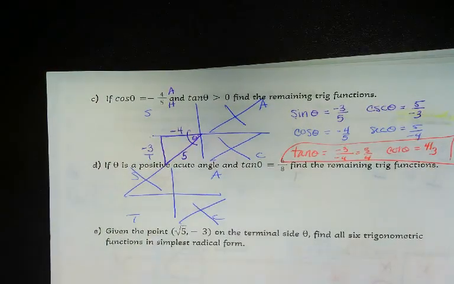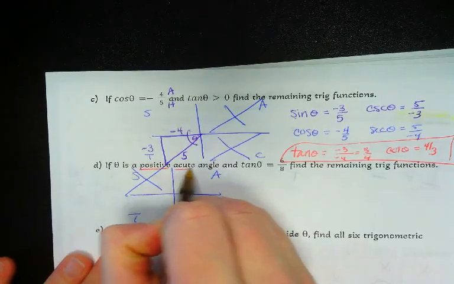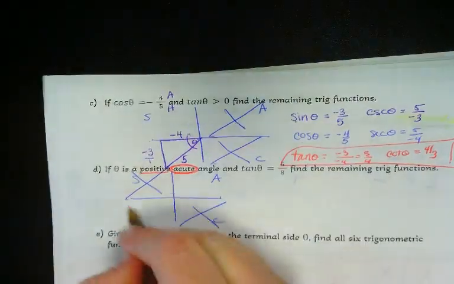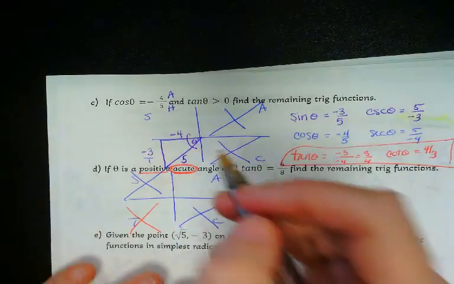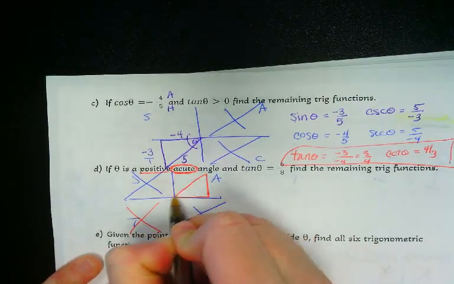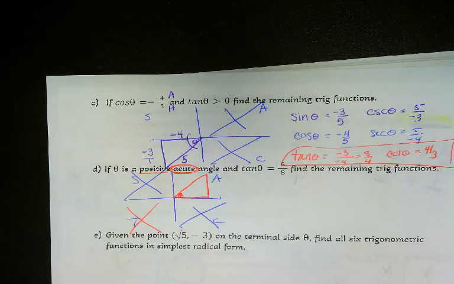Now they have to tell me one more thing, and they do. I want you to highlight this. It is a positive acute. There it is, acute angle. What does that word acute mean? Under 90. What quadrant's under 90? It's got to be in quadrant 1. Okay, so again, make it look like the bow tie. Go over, go up, and connect. There's my theta.